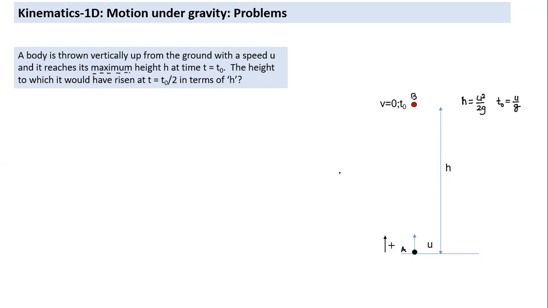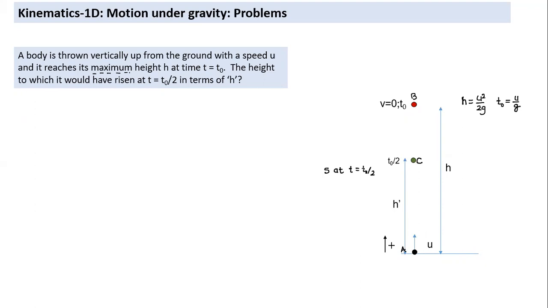What we need to find here? During its upward motion, it would pass through some point C at time t naught by 2. So what we need to find is the height of C. What is the AC displacement? In other words, we need to find displacement s at time t equal to t naught by 2. So what is the standard method? One method, I can apply displacement. I have to calculate displacement between A and C, at time t naught by 2.